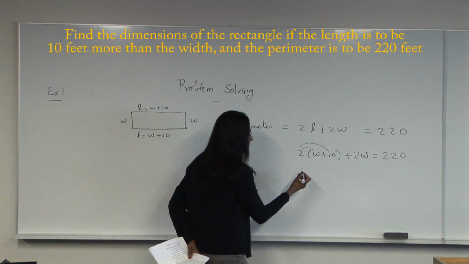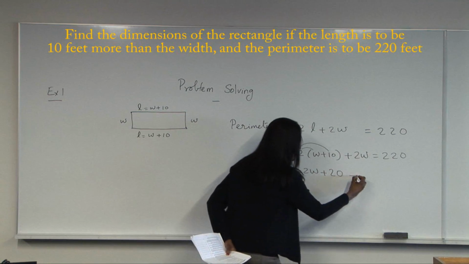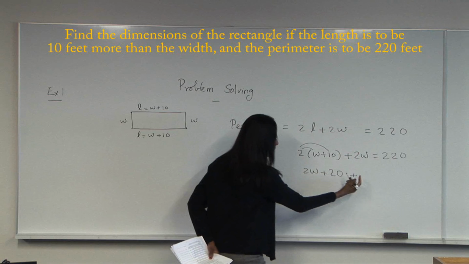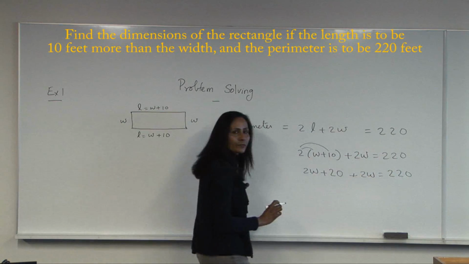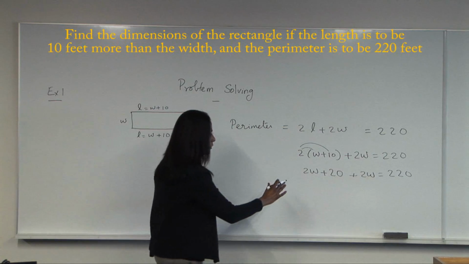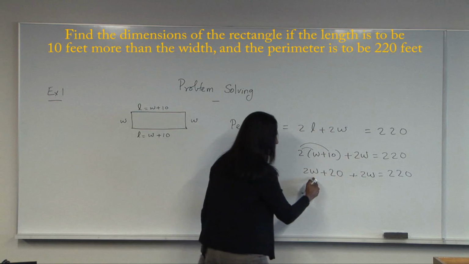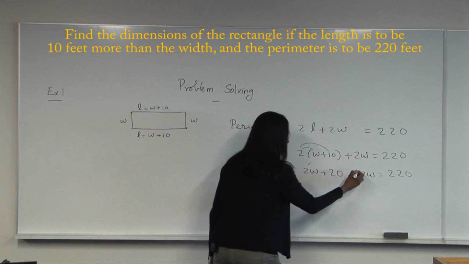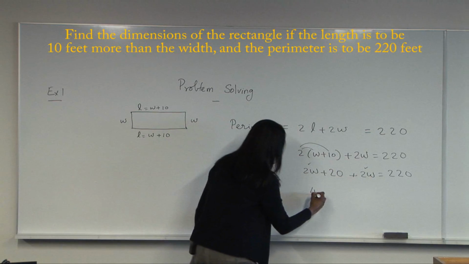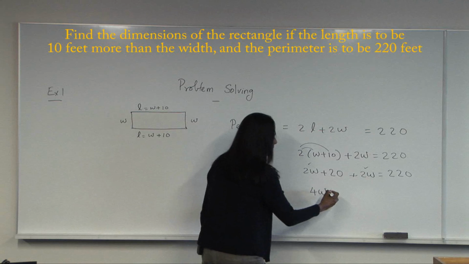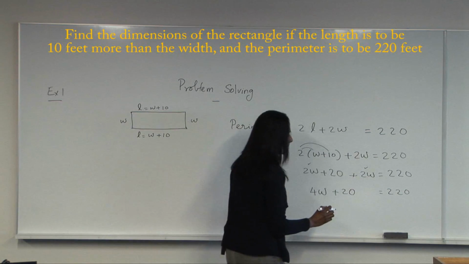So when you distribute, what do you get? 2W plus 20, plus 2W here, is equal to 220. So now we have to simplify, and first we are going to solve for W. So 2W plus 2W, we can add those two. They are like terms, so we can add those two. That's going to be 4W. And then plus 20 is equal to 220.